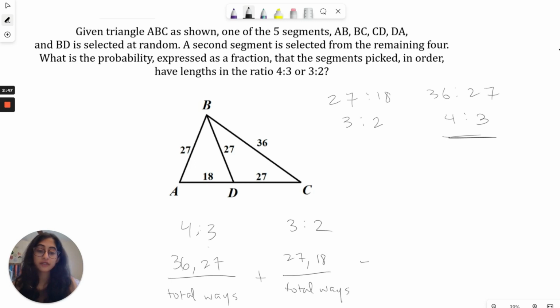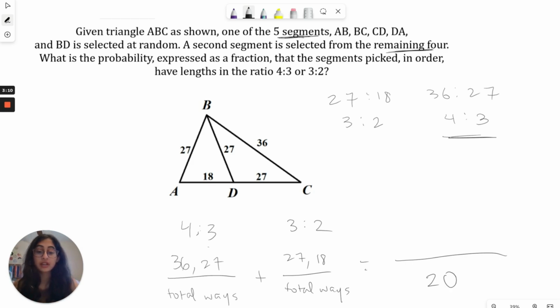So let's first look at the total number of ways you can pick 2 line segments. You first pick from those 5 segments, and then a second segment is picked from the remaining 4. So we have 5 options for the first segment and 4 options for the second segment. The total number of ways to pick 2 segments is 5 times 4, or 20 total ways.